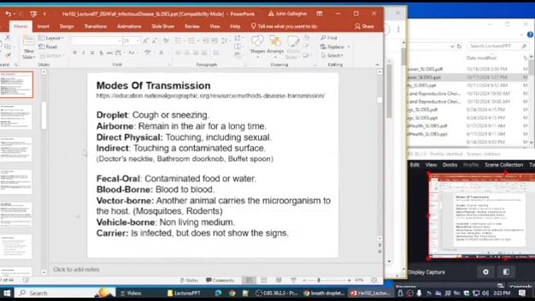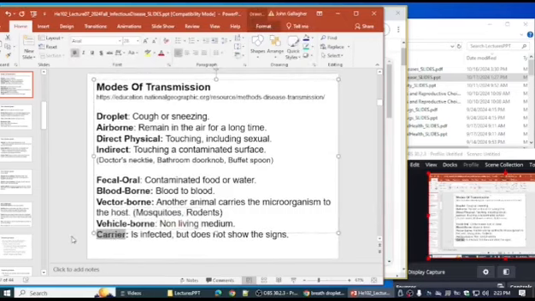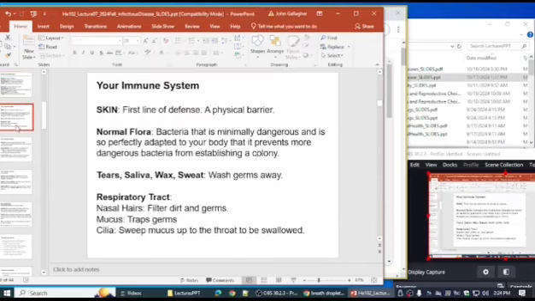A carrier is somebody who is infected but is not showing the symptoms. You've heard of carriers in medical psychodramas. Somebody gets infected but doesn't show it and runs around and infects other people; that person is a carrier.